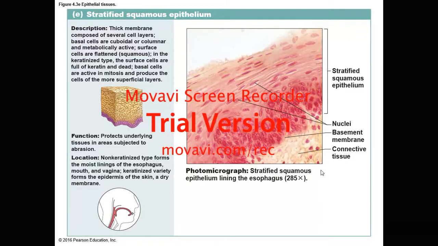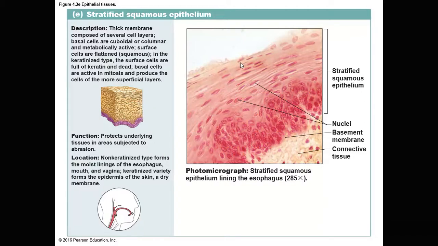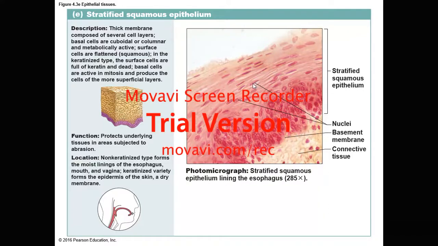So this slide, again, has the stratified squamous epithelium. If you look at the apical, the top surface, you can clearly see that the cells are flattened. You can see the nuclei, okay? And then you see the basement membrane right here, and then you see the connective tissue.